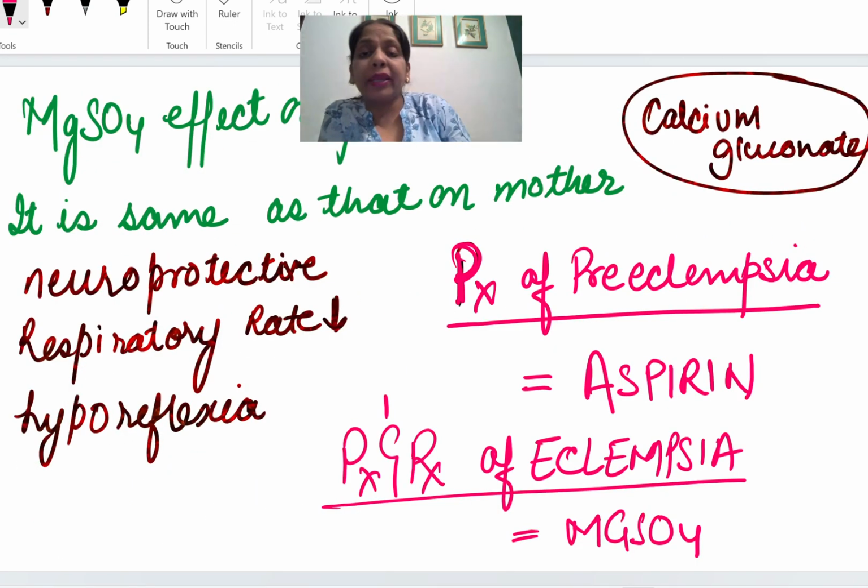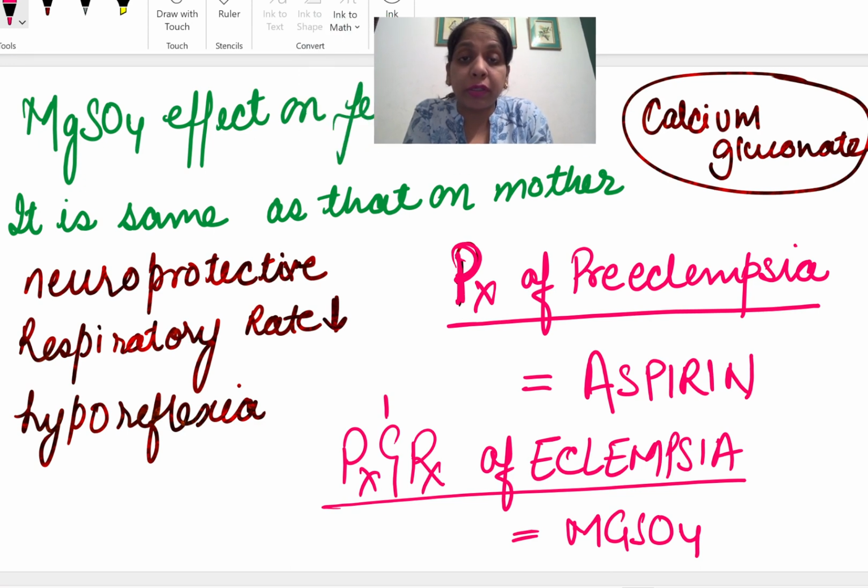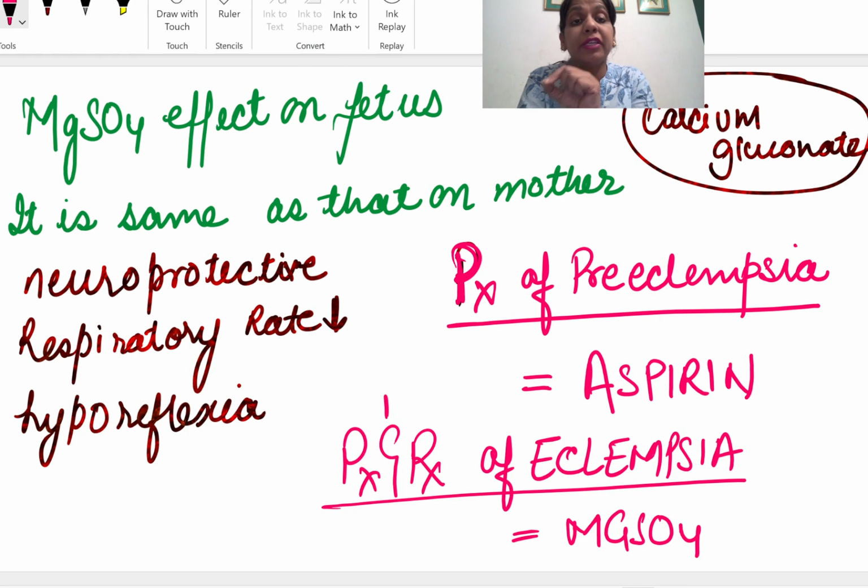Antihypertensive, this we have done. Magnesium sulfate, what are the effects of magnesium sulfate on the fetus? The effects on the fetus are the same as those magnesium sulfate causes in the mother. It is neuroprotective for the fetus. Now they ask whether it does not cause respiratory distress. Magnesium goes from the mother into the fetus, and magnesium decreases the respiratory rate. So the option saying magnesium does not cause respiratory distress is wrong. Magnesium causes respiratory distress.